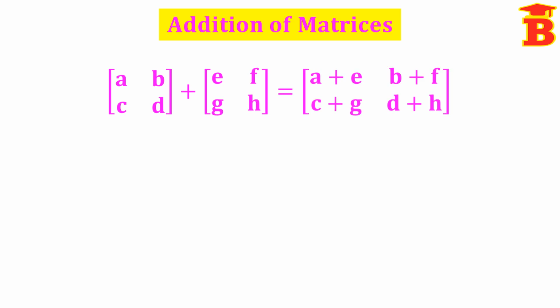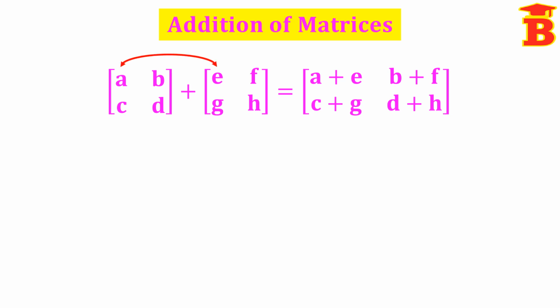Let us learn about the addition and subtraction of matrices. First, addition of matrices. Take the two matrices A, B, C, D and E, F, G, H. We want to add these two. The concept is we have to add the corresponding elements.